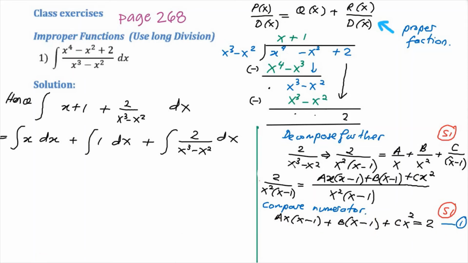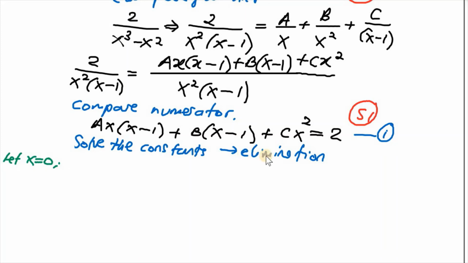And then let us solve a, b, c. So let's use elimination. For example, if we set x as 0, we can get the b, right? So substitute x as 0 there. So over here, 0 minus 1 is negative b. And over here, x is 0, so it becomes 0. And the right hand side is 2. So hence, nice, we can solve for b. So we got negative 2.